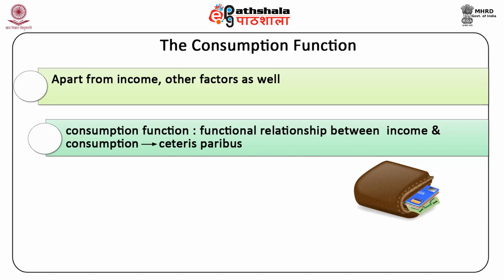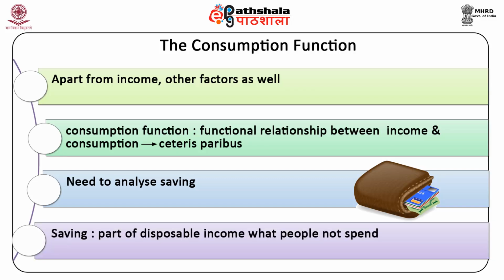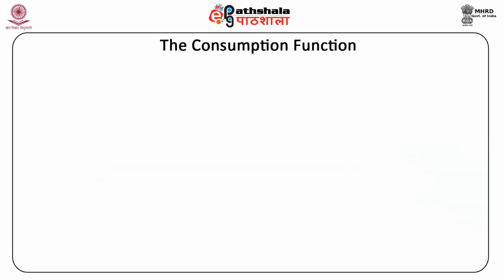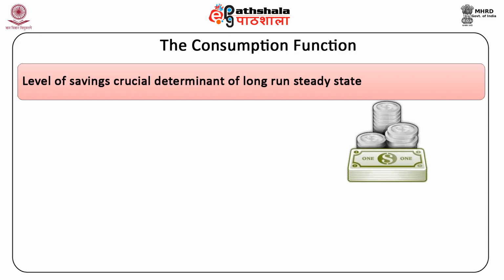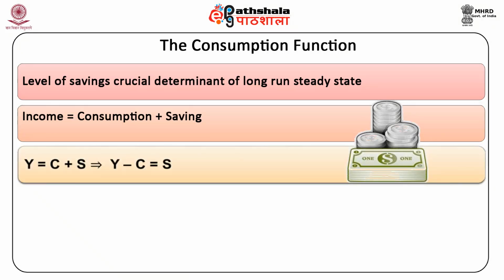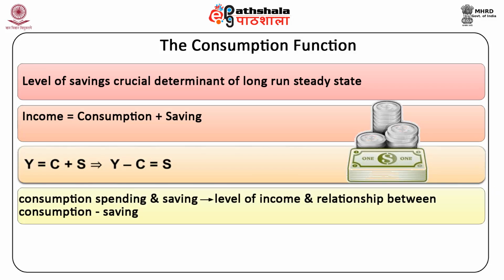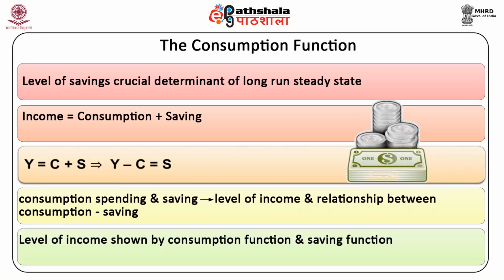For understanding consumption, we also need to analyze its counterpart, that is savings. Savings is that part of the disposable income that people do not spend. The level of savings in a country is a crucial determinant of its long-run steady state. Thus, we can say that income is equal to consumption plus saving. Y equals C plus S, or Y minus C equals S. Both consumption spending and savings are explained by the level of income, and the relationship between consumption, saving and the level of income are shown by the consumption function and the saving function respectively.